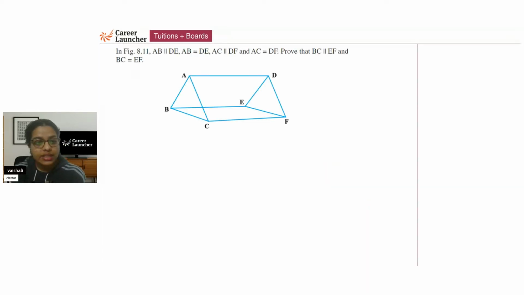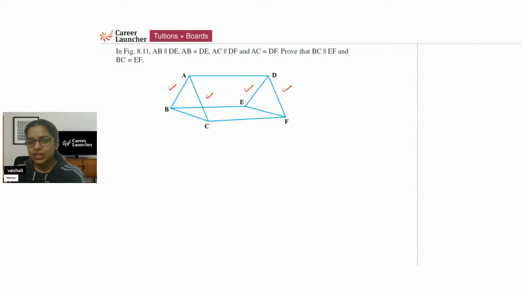Now let us see the last question for today. In this particular figure, which is 8.11, AB is parallel to DE and it is given to us that AB is equal to DE, AC is parallel to DF and further AC is equal to DF. Now focus on AB is parallel to DE and both of them are equal. What is the other one? AC is parallel to DF and both of them are equal in terms of the length.